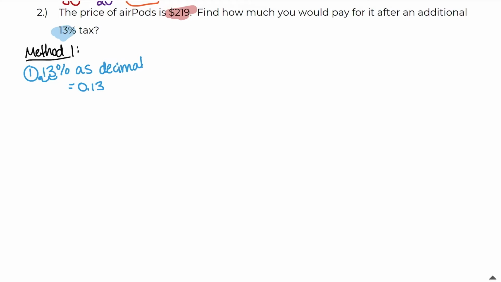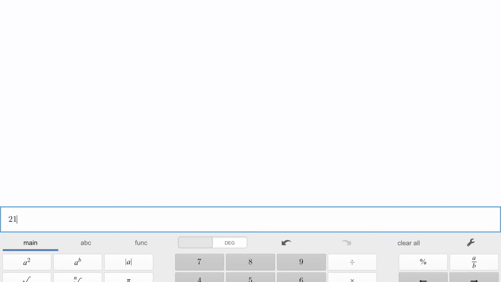Now, once we figure that out, we can multiply the total price, which is $219, by the 0.13, the tax that we have here. So let's go ahead and figure out what that's going to be. $219 times 0.13 would be $28.47.